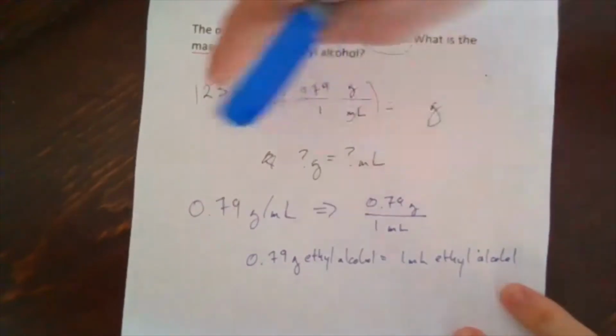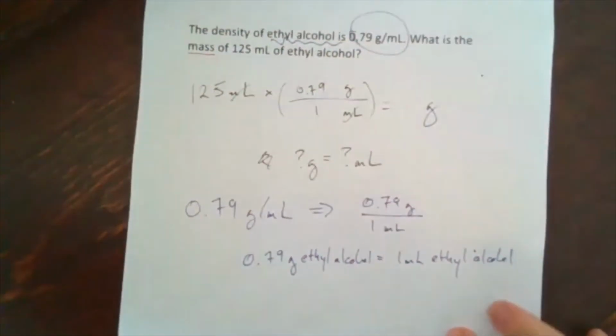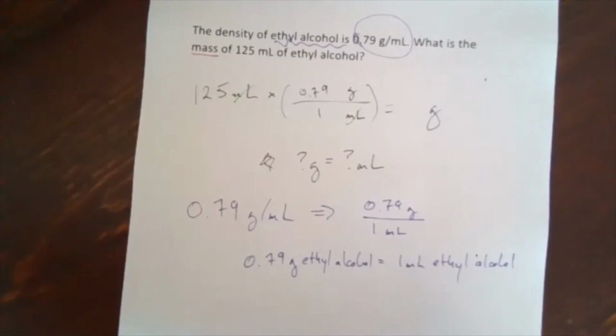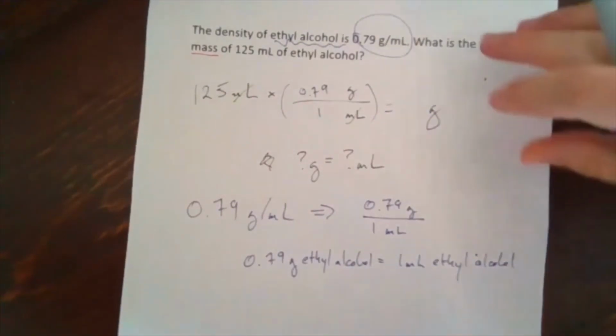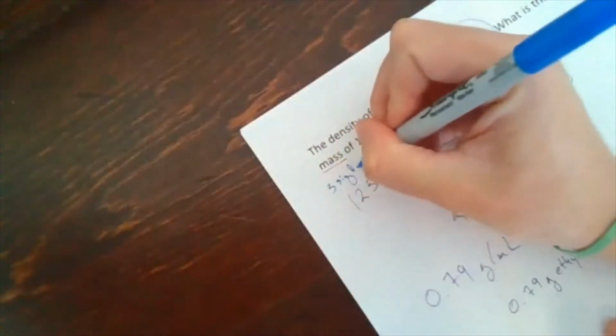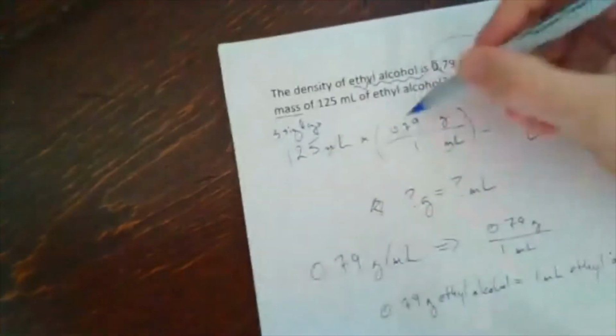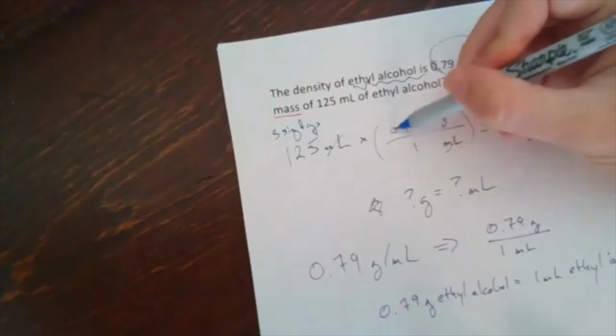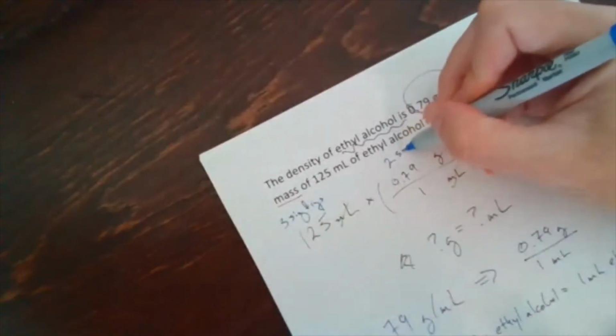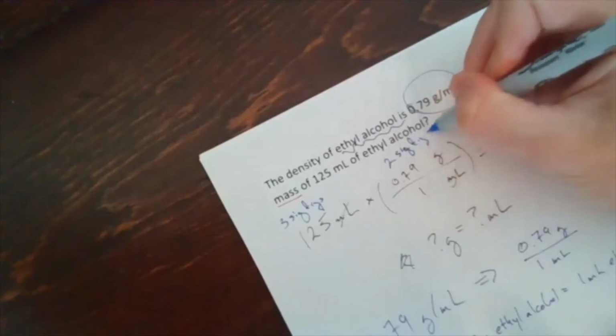So we can multiply that out, 125 times 0.79 divided by 1, but we want to be careful. How should we be rounding this? That's 3 sig figs on your 125. 0.79, that's a leading zero. Zeros in the front never count. That's only 2 sig figs.